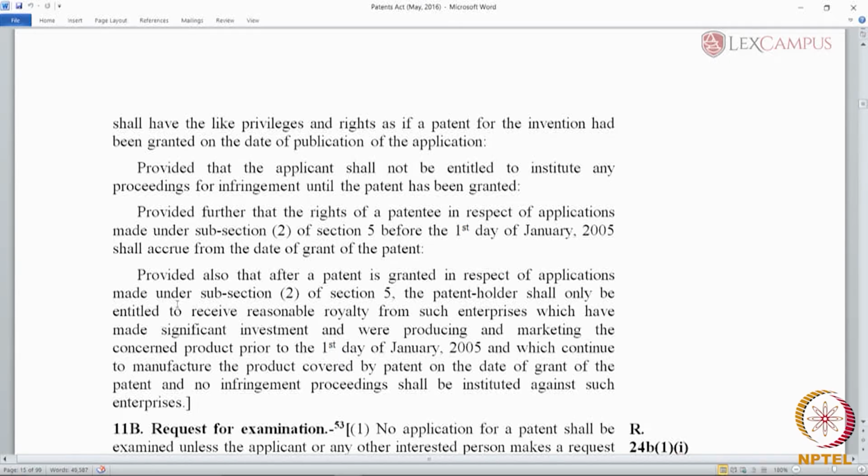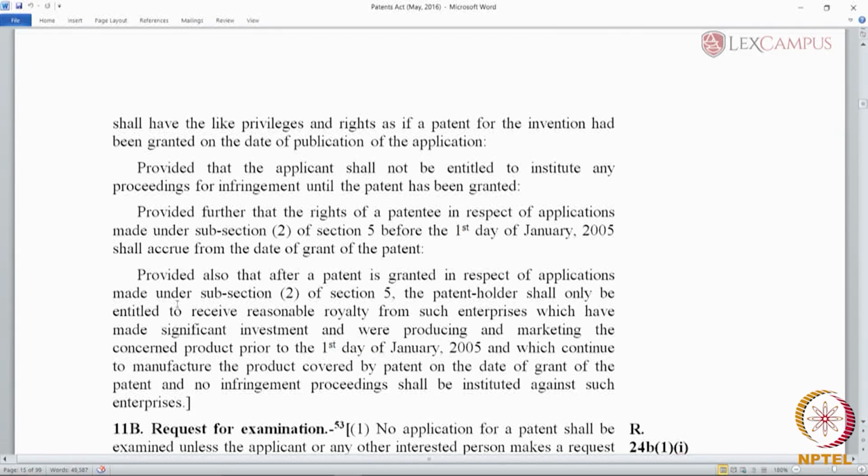Proviso 1 states, provided that the applicant shall not be entitled to institute any proceeding for infringement until the patent has been granted. Now, it is made very clear that you cannot institute infringement suits, which is under section 104, and you cannot claim a relief in section 108 until the patent has been granted. So, of these two publications, the first publication and the second publication, it is only on the second publication, that is the time of publication of the grant, TPG, that you can file an infringement suit. So, the proviso makes it very clear, though some rights and privileges are granted at the first publication, TPA, it does not mean you can file an infringement suit after the publication of the application.